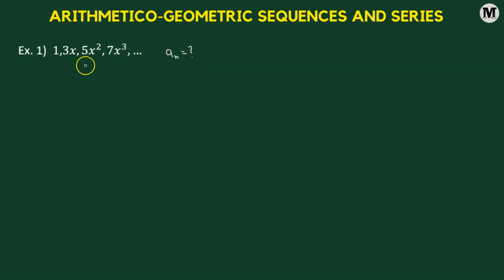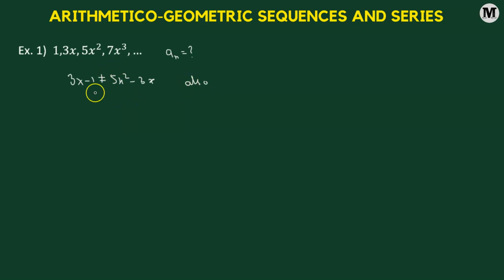Now, this given sequence is neither an arithmetic sequence nor a geometric sequence, because for it to be an arithmetic sequence, it needs to have a common difference. Here, if we do the second term minus the first term, that's not equal to the third term minus the second term. This is not following, so we cannot say that it's an arithmetic progression.